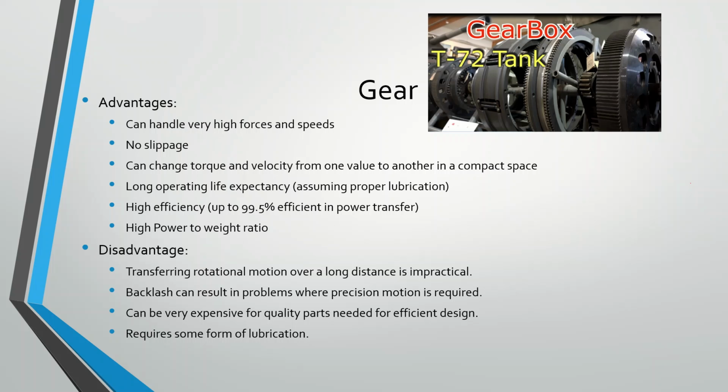So gears, the biggest advantage to gears is they can handle extremely high torques and very high speeds. Okay, this is something that chains and belts just cannot handle. There is no slippage between them. They can change torque and velocity from one value to another in a very compact space. So that's like a planetary gearbox can change the torque and velocity very quickly in a very small space. A transmission is an example of that as well. Long life expectancy, high efficiency, high power to weight ratio.